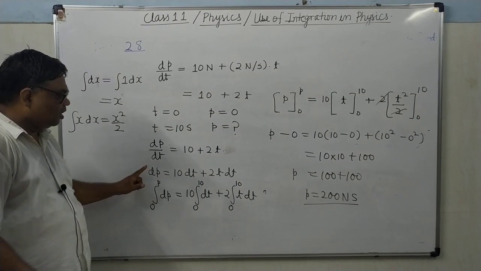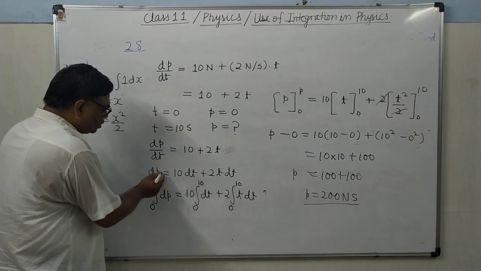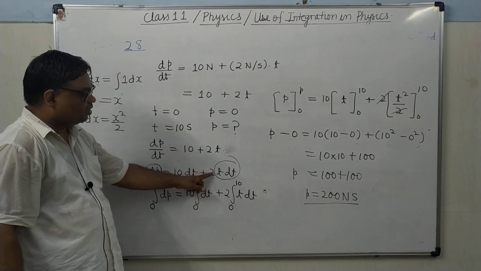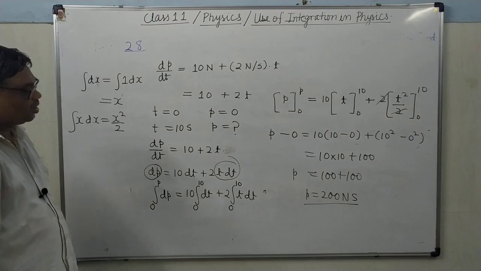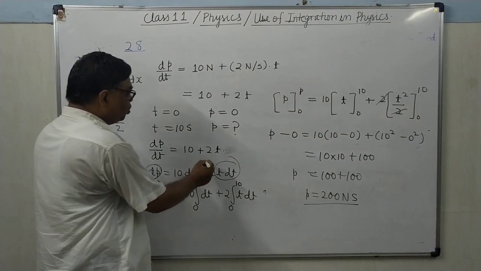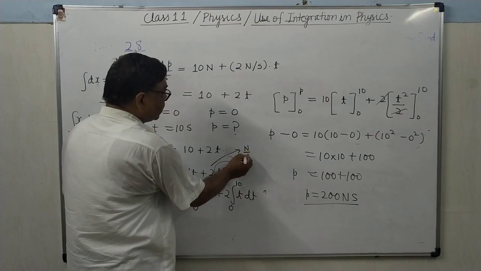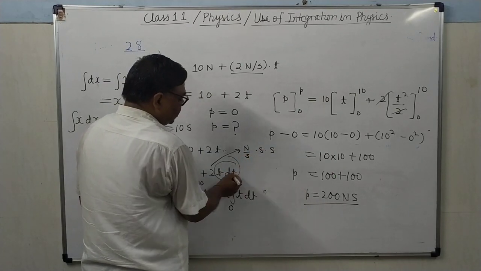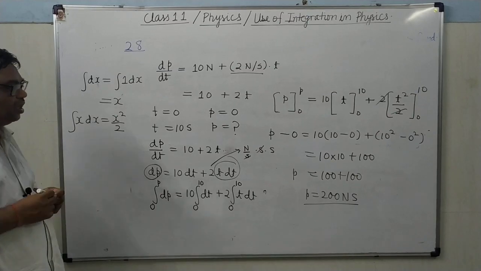Why Newton second? Because dp equals 2 into t dt, so this will have the same unit as this. Here you can see the unit of 2 is given as Newton per second, and t is in seconds, and dt is also in seconds, so the unit is Newton second. Is it clear? That way you can find it.